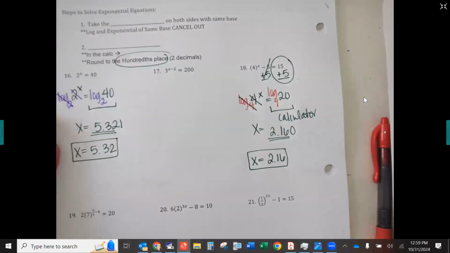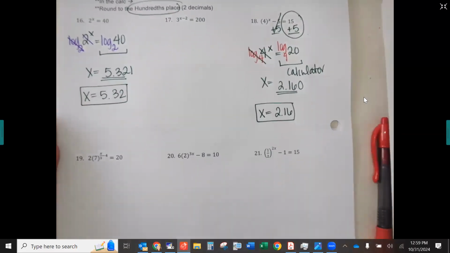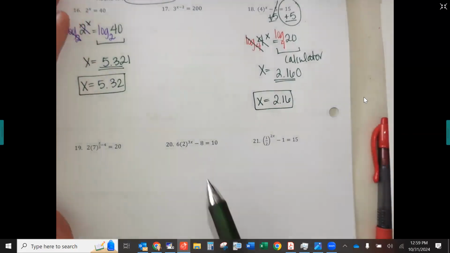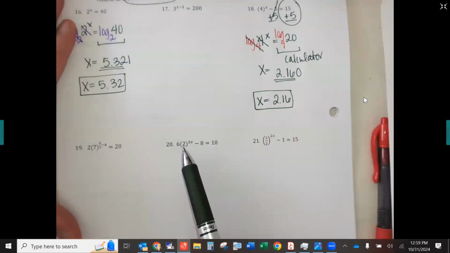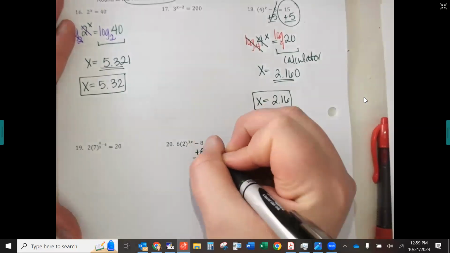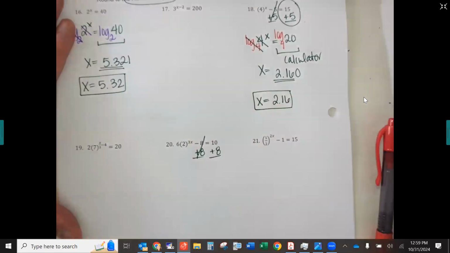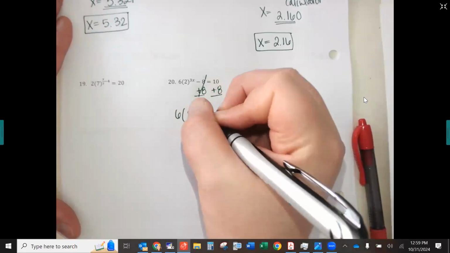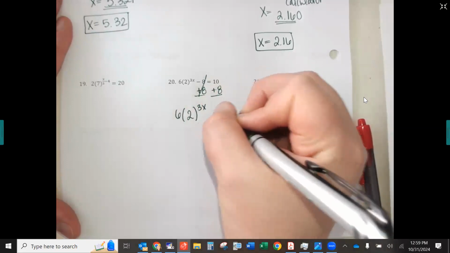Okay. All right, let's do the last 2 questions. Take a look at number 20 at the bottom. So I have 6 times 2 to the 3x minus 8 equals 10. Okay, you cannot just multiply these together. We're going to need to go in order to get x by itself. So I'm going to add the 8 across first. So 10 plus 8 is going to give me 18.